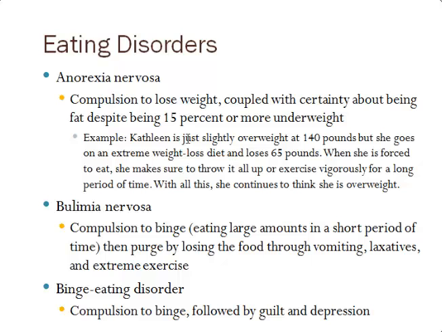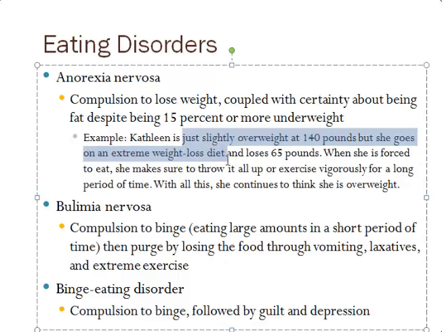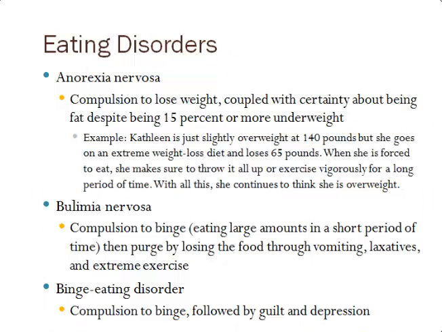Example, somebody who was a little overweight but then went ahead and lost 65 pounds and then continues to want to lose weight. Even though the person's already very light, the person still wants to lose more weight. That's a symptom of anorexia nervosa. Bulimia nervosa is a compulsion to binge and then lose the food through vomiting, laxatives, or extreme exercise.